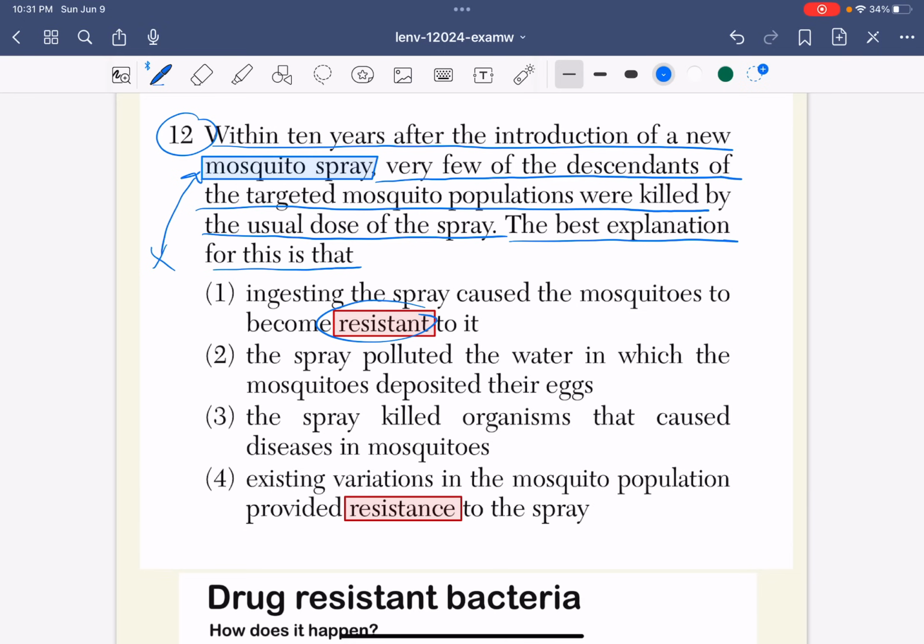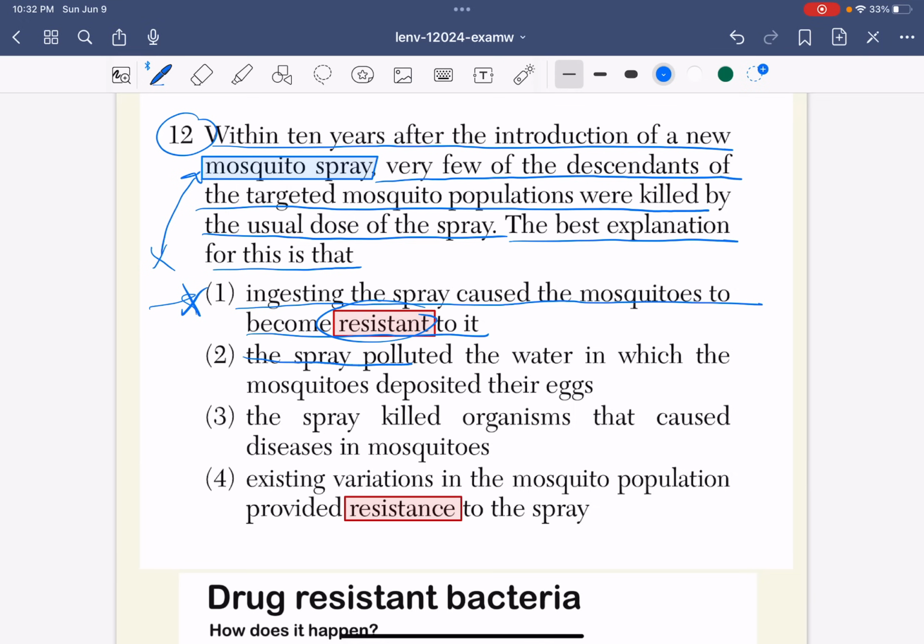for the new baby mosquitoes, the next generation. The poison will not work. It is resistant. Okay? So that is another vocabulary word that you should definitely know. So let's see choice 1. Ingesting the spray caused the mosquitoes to become resistant to it. So no, you don't become resistant within yourself. You're passing on genes to the next generation to make the next generation resistant. So it's definitely not one.